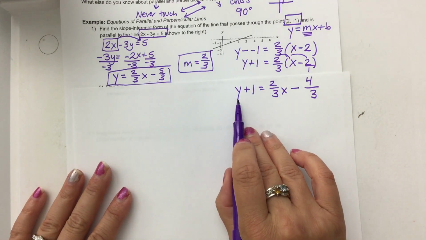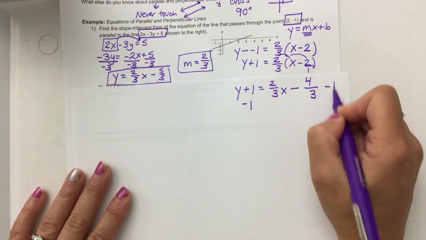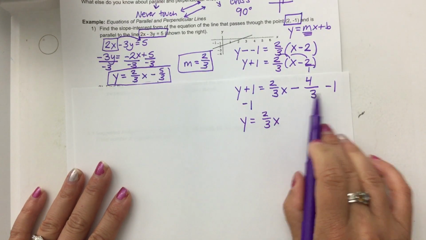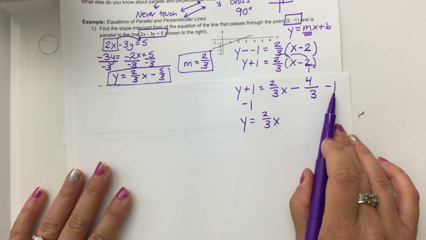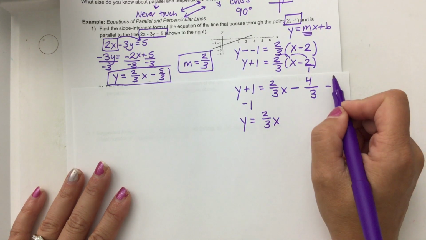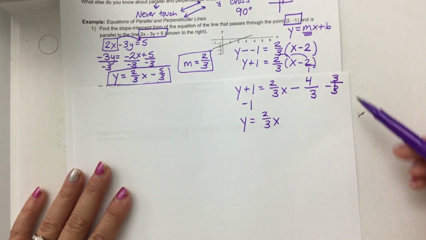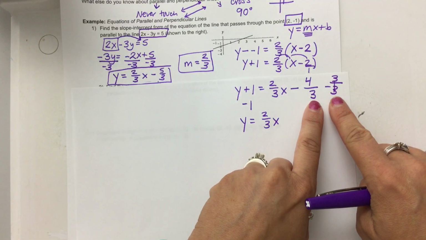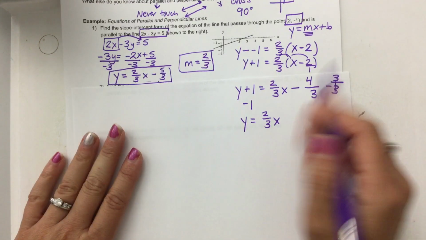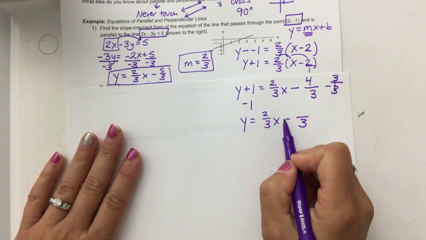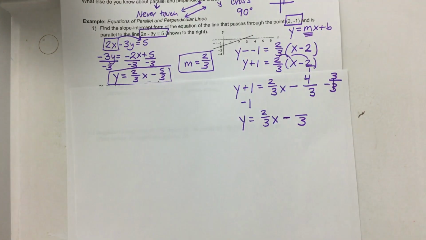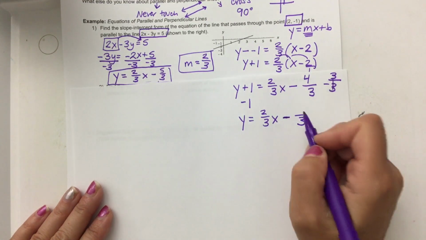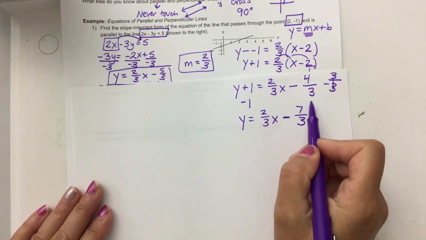Last step, I need to isolate y, so I need to minus 1. Here's another rule with fractions. I cannot subtract fractions unless you have a common denominator. So I can change 1 into 3/3 because 3/3 still has a value of 1, but what I did now is I created my common denominator that carries on over into the answer. Remember, when you're adding and subtracting fractions, you are just adding and subtracting the numerators. So this is negative 4 minus 3 more. I end up with negative 7/3.